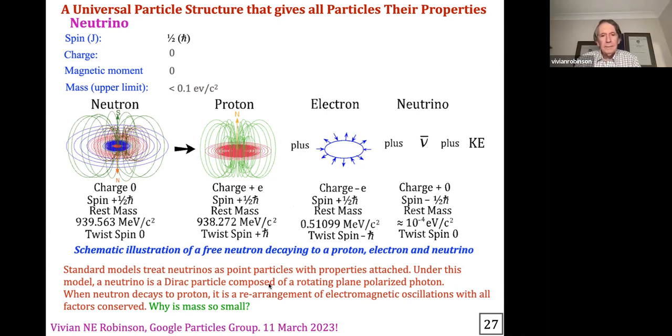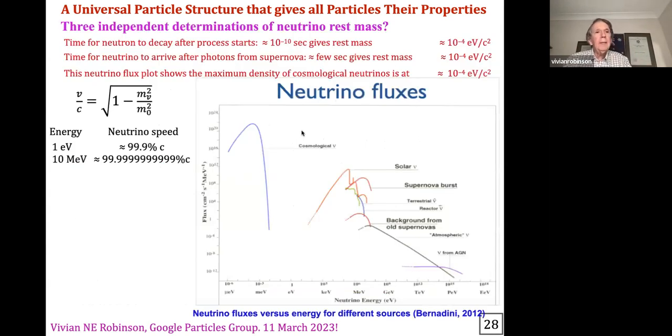But you see a mass of about 10 to the minus 4 eV per c squared. Why is it so small? Well, you've got three possibilities. Neutrons have a half-life of about 12 to 15 minutes, but by the time it actually starts to decay, the decay process, which takes place in about 10 to the minus 10 seconds, gives it a rest mass of approximately 10 to the minus 4 eV per c squared.